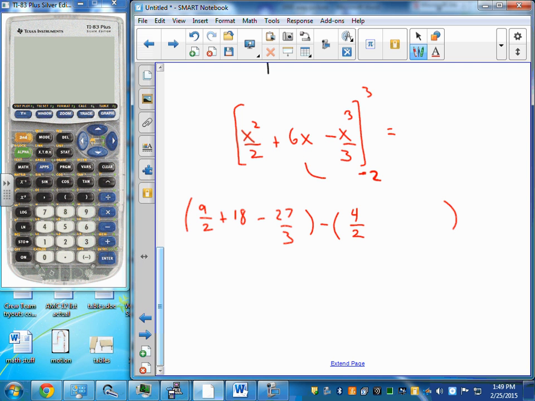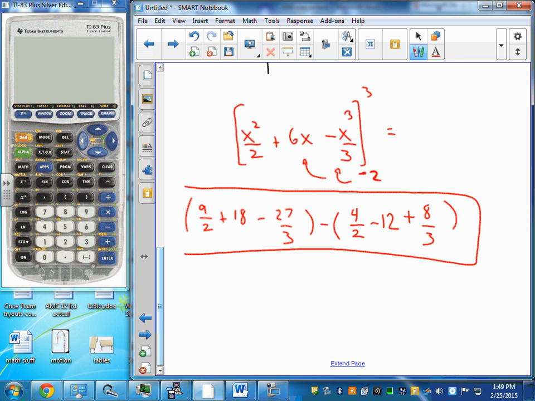Negative 2 times 6 is negative 12. And then you're cubing negative 2, which is negative 8. So that's negative 8 over 3, which is plus 8 thirds. So we've done all of that. There's our answer. It's not simplified. It is correct. We could leave it that way if this were a free response question.